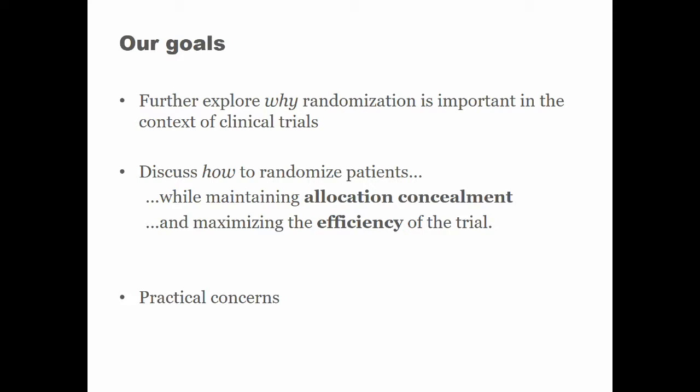And what I mean by efficiency is that our estimates are as precise as they can be for a given sample size, or we can detect smaller effects for a given sample size. So efficiency is about the statistical efficiency of the trial, extracting as much information as possible from the trial we have in front of us. In addition to describing how different randomization plans balance these two issues, we'll also talk about very practical concerns about the randomization that you'll need to be aware of.